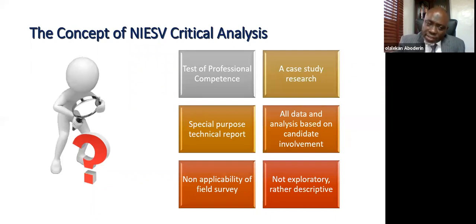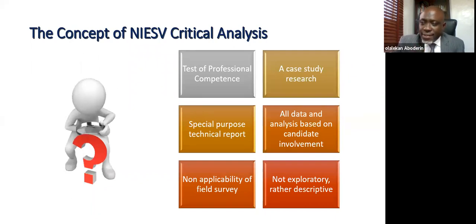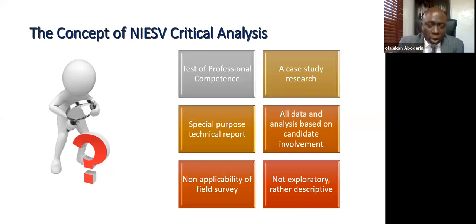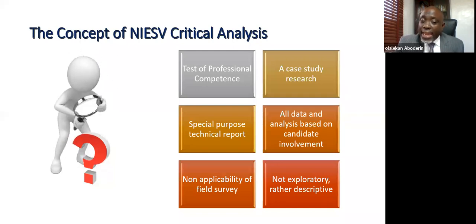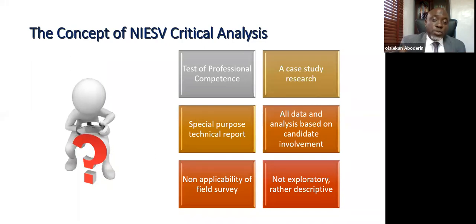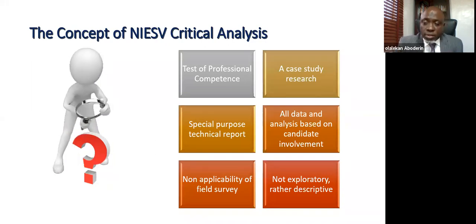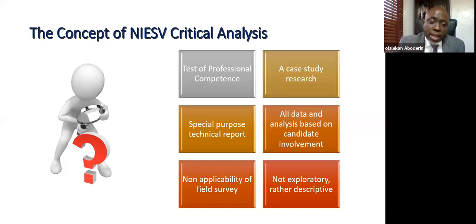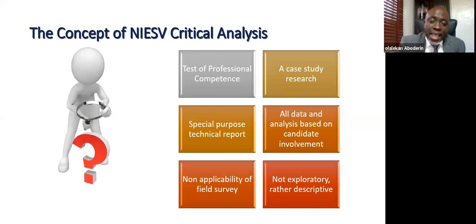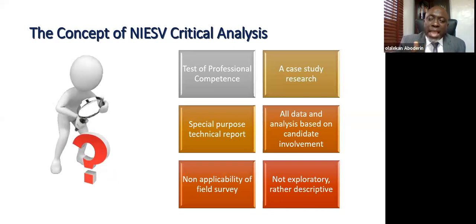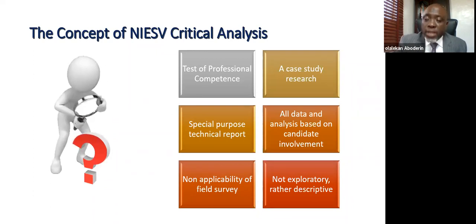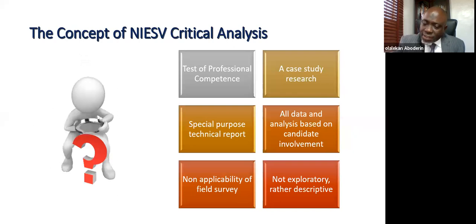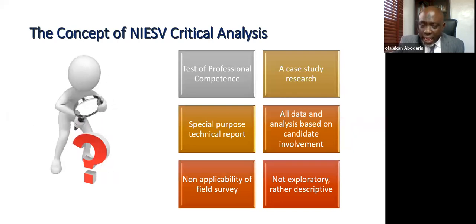What does it mean? The first thing is that critical analysis is a test of professional competence. If we understand that as a test of professional competence, then as a matter of fact, all other bases, all other requirements will fall into place. Test of professional competence is in the sense that it is to examine the experience and confirm the capacity of the candidate. It is to examine the experience and be indicative of the capacity, knowledge and skill of the candidate. That is the number one fundamental thing about critical analysis.